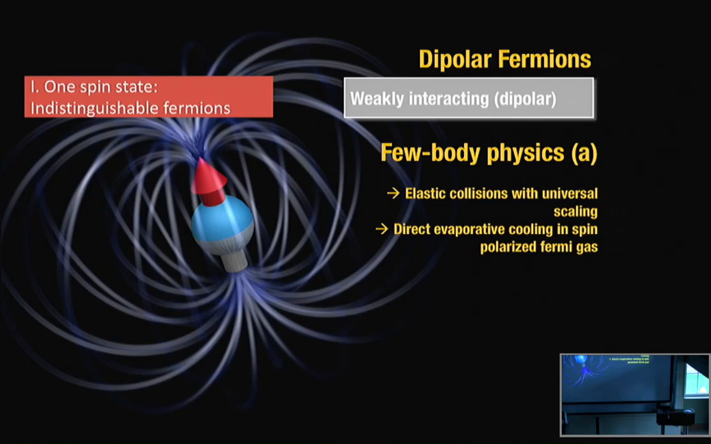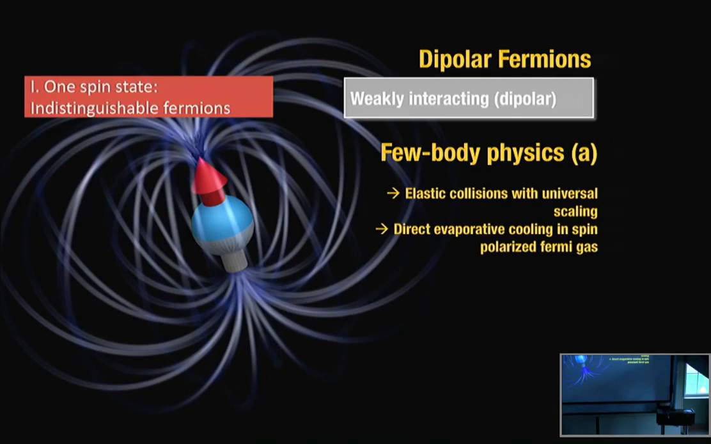And this has been done, for example, for inelastic collisional rate in polar molecules. My focus here is the elastic collision. Because if you have a high enough collisional rate, you can use it to directly evaporatively cool identical fermions. You don't need any sympathetic cooling, any mixture. You can use exactly the same protocol for bosons and fermions, and you rely on this dipolar interaction.